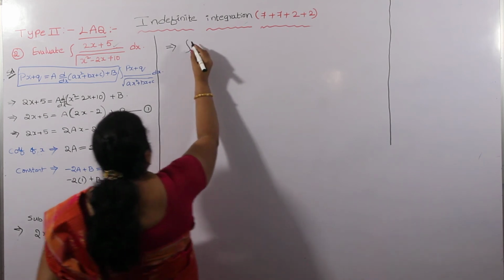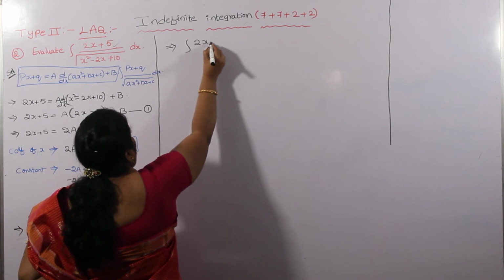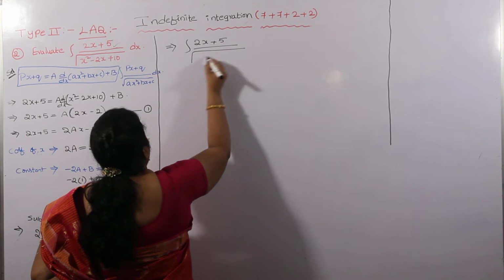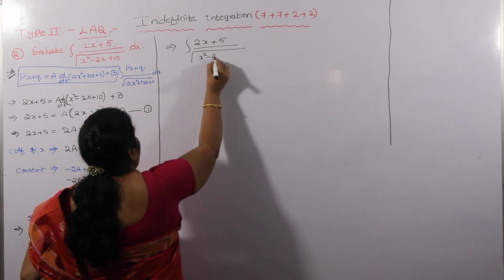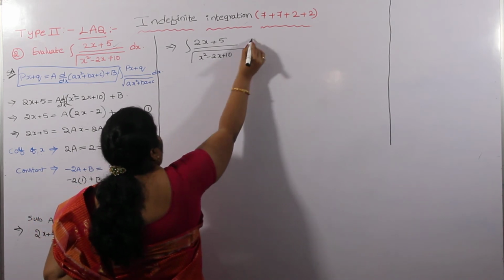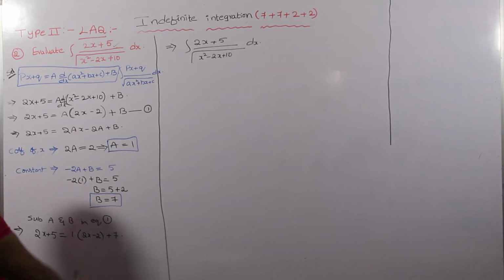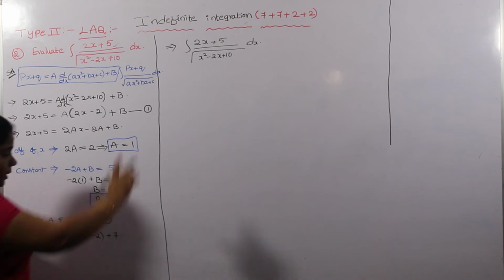Integral of (2x plus 5) by denominator root over (x square minus 2x plus 10) dx. Okay. 2x plus 5 is, we get, 2x minus 2 plus 7. Substitute in the numerator place.